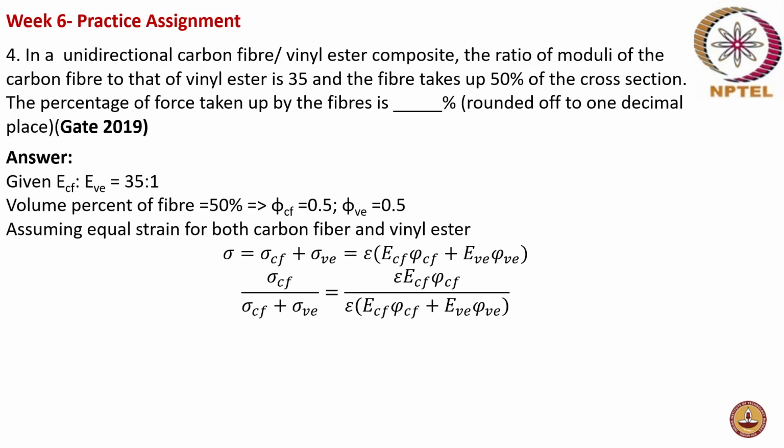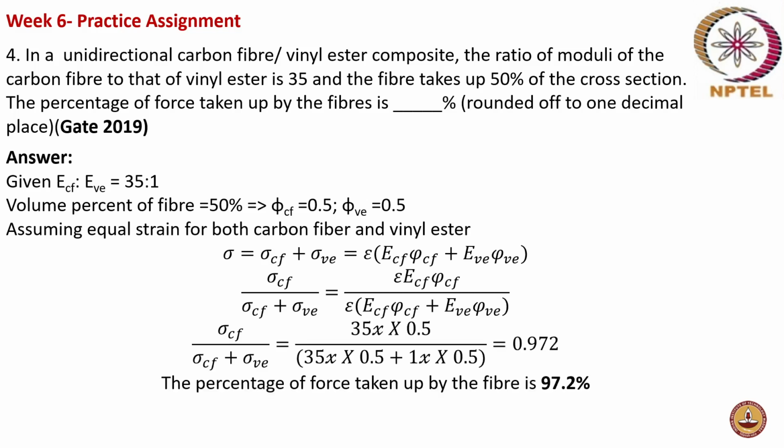So now the percentage of force taken up by fiber to the total force or total stress. So individual stress by total stress. Here again, since we have assumed epsilon as constant, you will have epsilon into ECF into volume fraction of carbon fiber by the total, right?